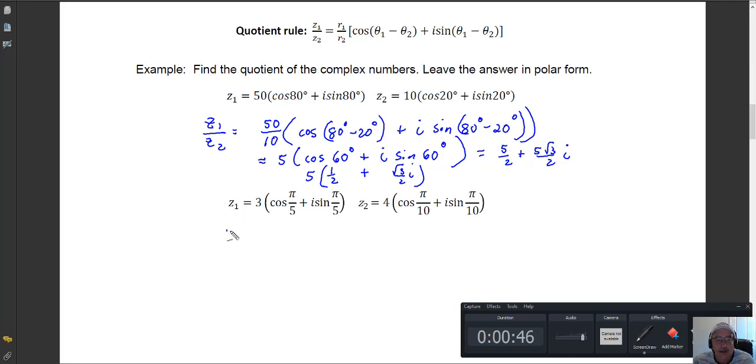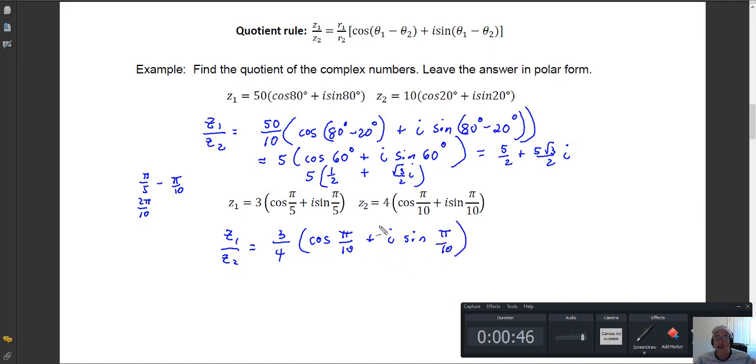All right, if we're back here, we're going to divide these two complex numbers. Z1 divided by Z2 will be 3 divided by 4. And if it's okay with y'all, when you start doing enough of these, you'll just come over here on the side of your paper and you will subtract these angles here. So pi over 5, if you get a common denominator of 10, it'll be 2 pi over 10 minus pi over 10. So you'll get 3/4 times the cosine of pi over 10, and then plus i sine pi over 10.